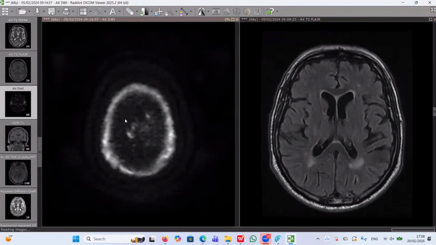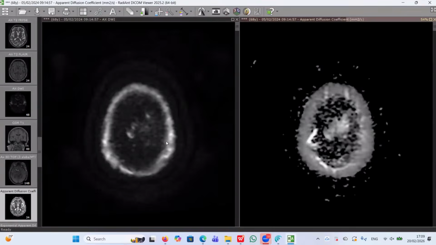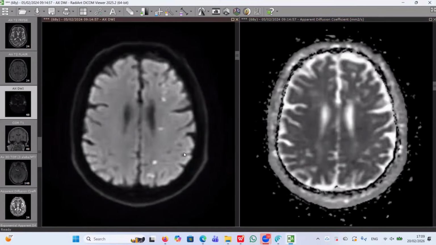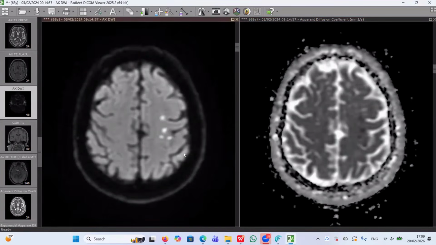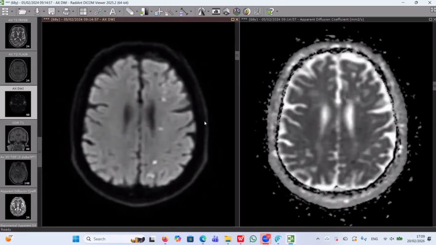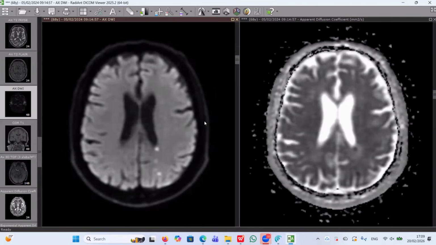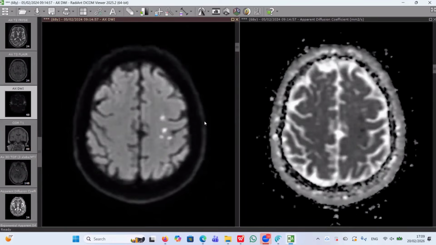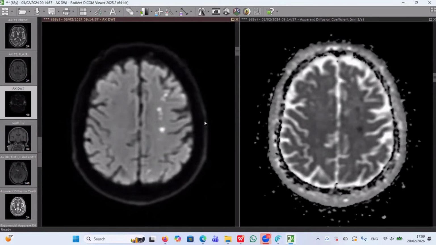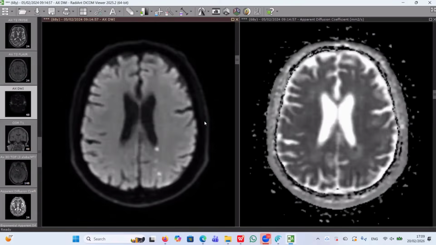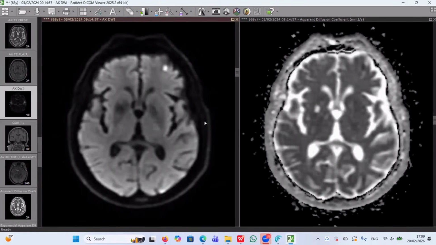Okay, I want you to please check the diffusion. Okay, yes. These are multiple areas on the left side, which are seen in the watershed areas at the junction of ACA and MCA territory. Very nice. Perfect. Yes, so I am concerned about embolic infarcts in this patient. So echo and carotid Doppler study is suggested to evaluate the source of thrombus.